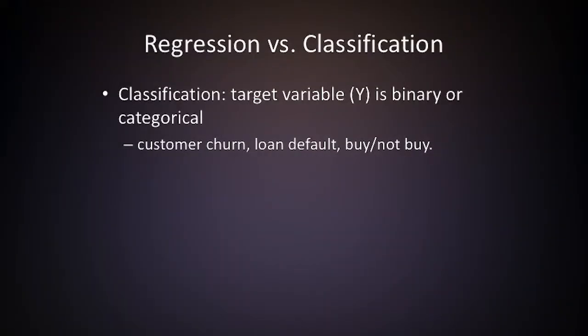Predictive modeling can be roughly divided into two types, regression and classification. The difference lies in the type of the target variable. In classification, the target variable is binary or categorical. Examples of categorical variables include customer churn, loan default, and to buy or not to buy a product.